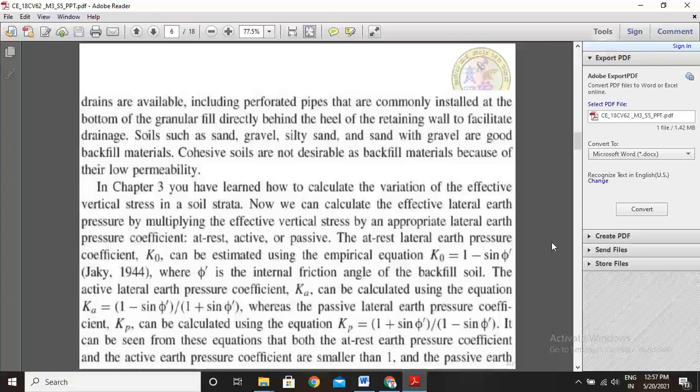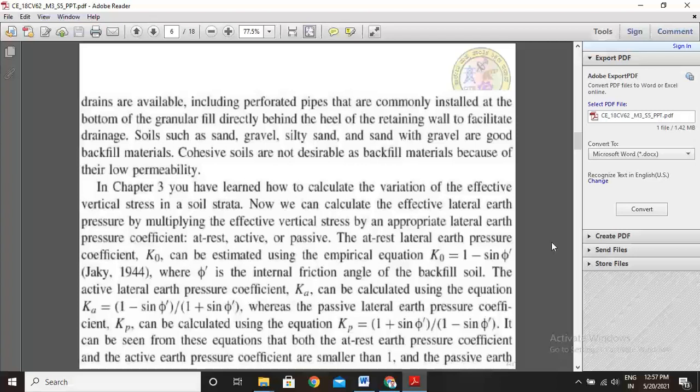Now we can calculate the effective lateral earth pressure by multiplying the effective vertical stress by an appropriate lateral earth pressure coefficient, at rest, active or passive. That is the coefficient value we use to calculate earth pressure at the base.